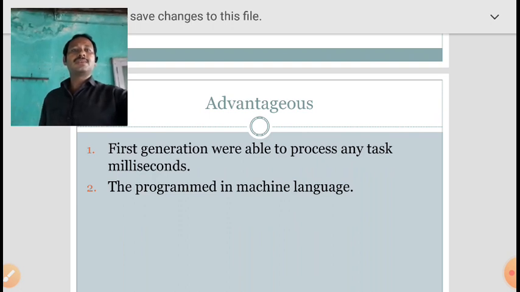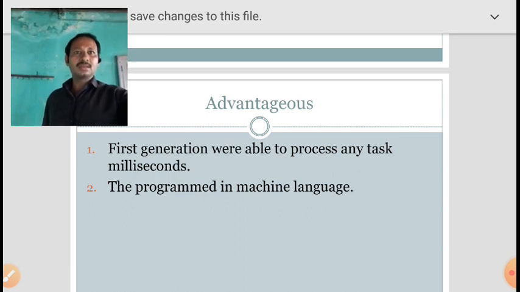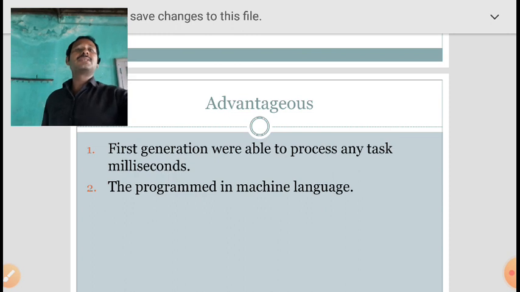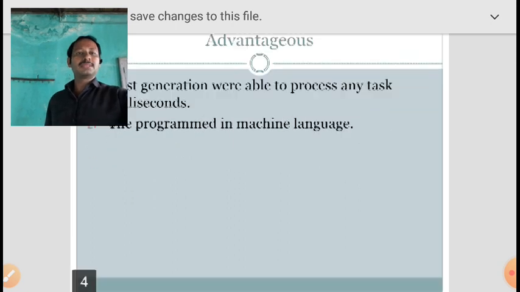There are some advantages of the first generation computer. With the first generation we are able to process any task in milliseconds, and run a number of processes. The program was in machine language. This is the second advantage: it is based on the machine level, because the machine only understands instructions written in machine-level language, so 0 and 1. It depends totally on the machine.